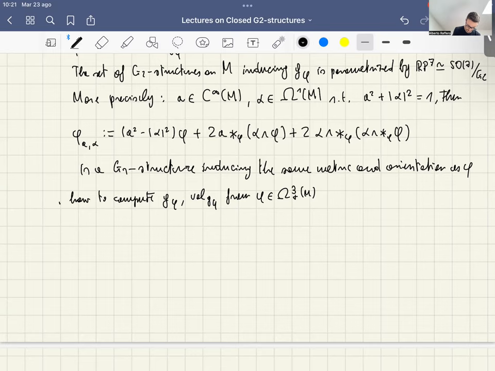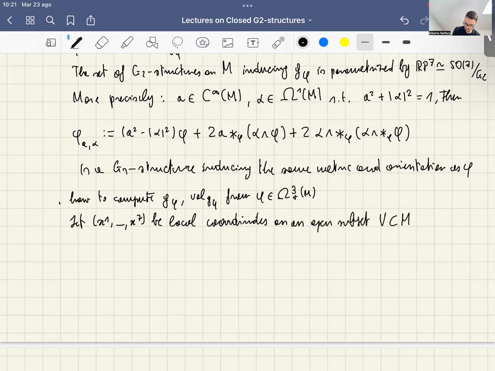So in this case, let us consider some local coordinate frame. So let's say x1 to x7 are local coordinates on an open set U of the manifold M, and I will denote by the local vector fields induced by these coordinates, and by dxi the covector fields defined on U.